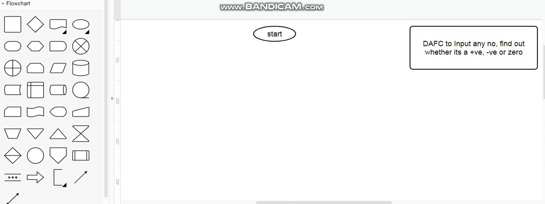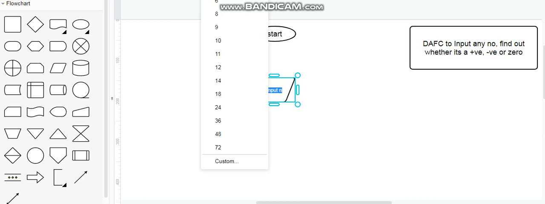Now the next question we will try: draw a flowchart to input any number and find out whether it's positive, negative or 0. So here three conditions are there. Previously we did positive or negative, so there were two conditions, either-or. Here there are three conditions: one is positive, second is negative, and the third is 0. In this case we have to input one number, so we take the variable n, input n.